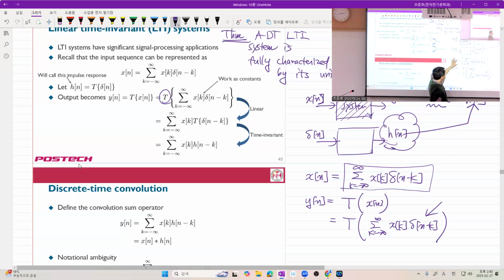Rewrite this signal in this form. Of course, the reason why we have rewritten the input as a linear combination is because we are going to use the property of this mapping rule. We assume this T is linear and also time invariant. But let's use the linearity first.